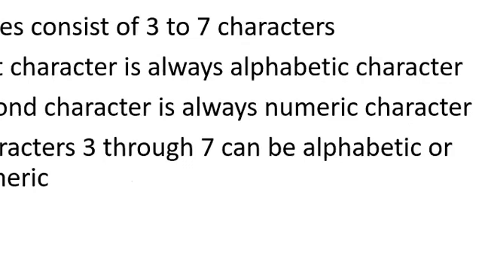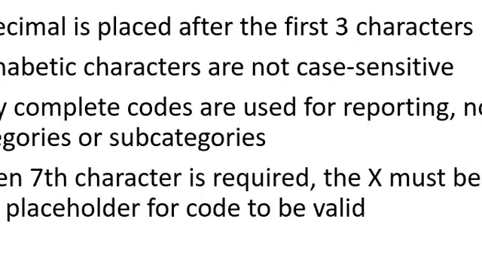Codes always consist of 3 to 7 characters. The first character is always an alphabetic character. The second is always numeric, and characters 3 through 7 can either be alphabetic or they can be numeric. A decimal always follows after the first 3 characters. The characters are not case sensitive. However, only complete codes are used for coding, not categories or subcategories. And when a 7th character is required, that X must be used to make the 7th character fall in the 7th position.